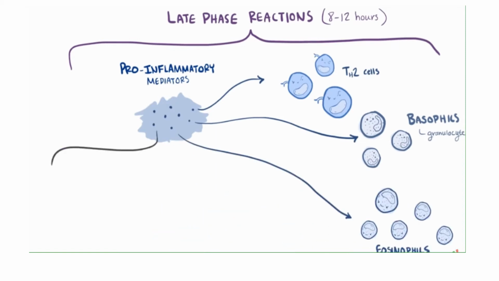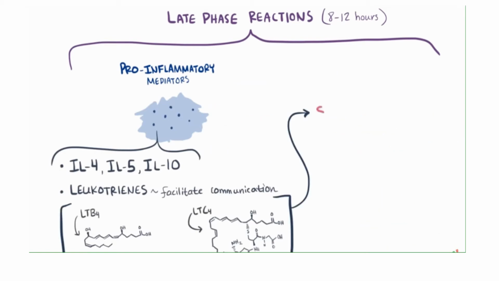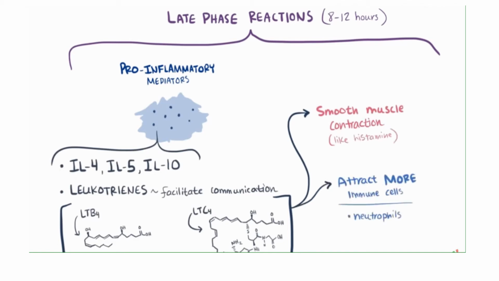These include some of those same interleukins again, interleukin-4, interleukin-5, and interleukin-10, but also leukotrienes, which are smaller molecules made out of fatty acids and facilitate communication between a local group of cells. 2 leukotrienes in particular, LTB4 and LTC4, can not only cause smooth muscle contraction and damage to the epithelium, like histamine, but they can attract immune cells, like neutrophils, mast cells, and eosinophils, to their location even after the allergen is long gone.